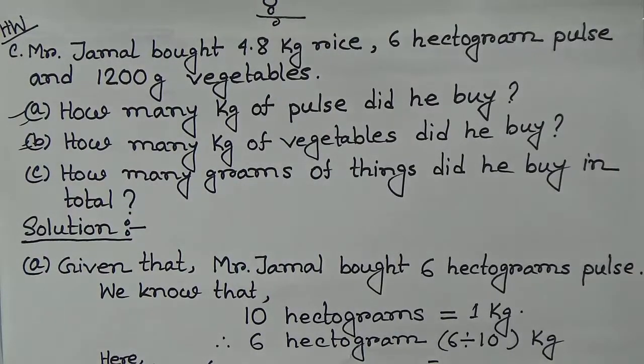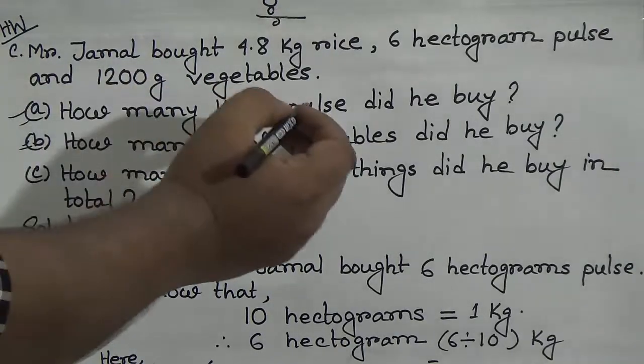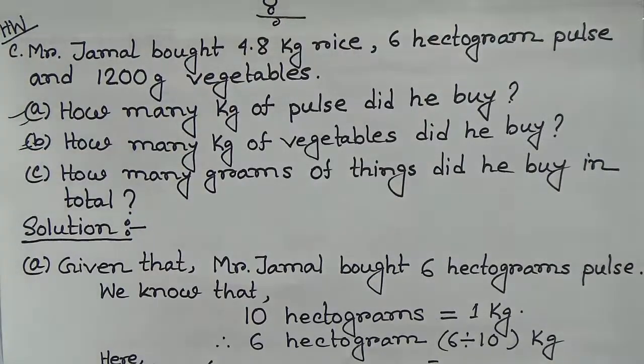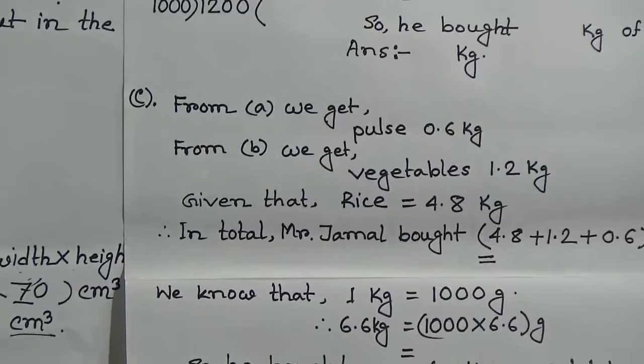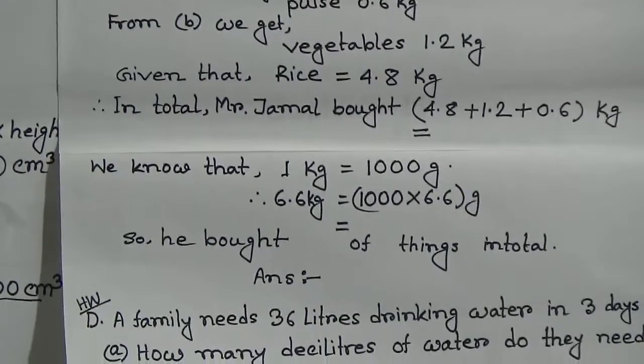So we at first add the items, that means pulse, vegetables and rice in kg. Then we want to convert this kg into gram, and finally we get the answer. So the first question, let us start to solve our first question.